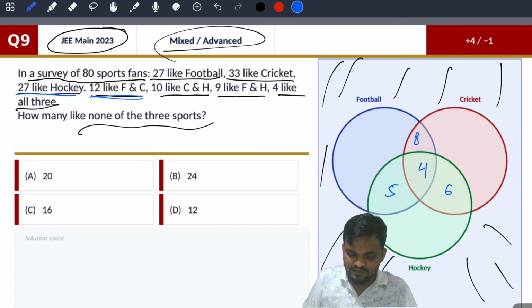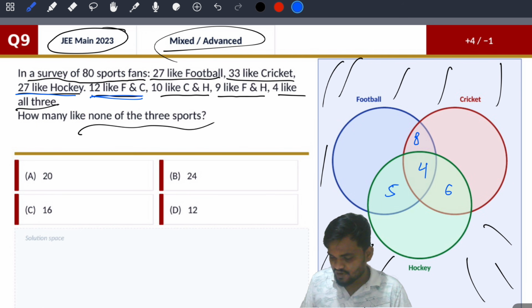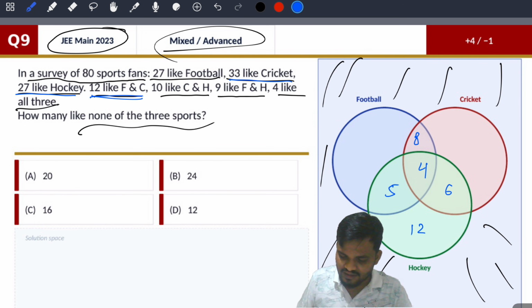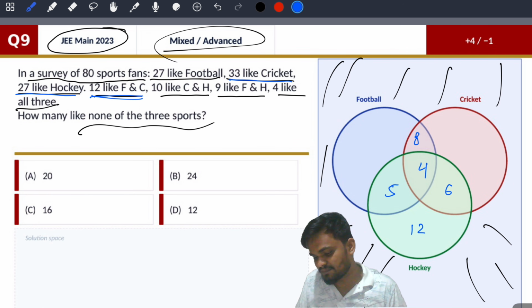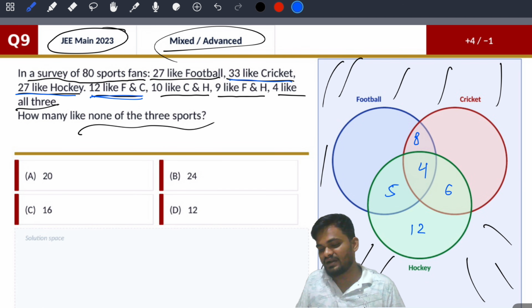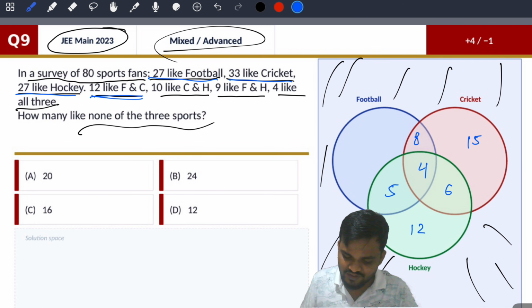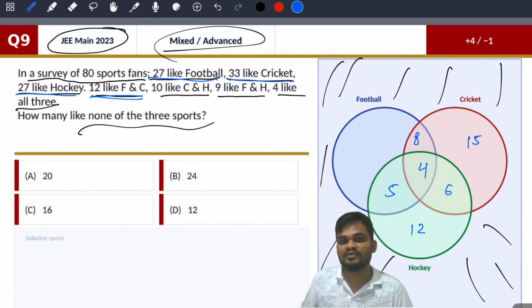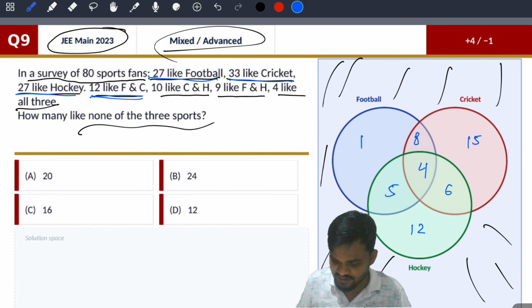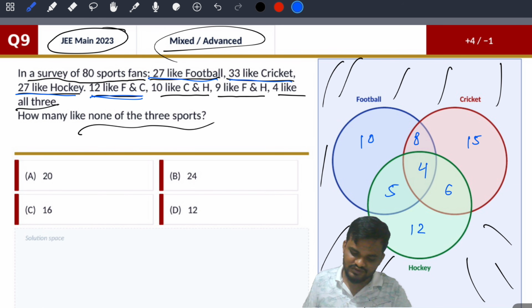Then 27 like hockey. So 27 minus 5 minus 4 minus 6. You will get 12. 12 like only hockey. Then 33 like cricket. So only cricket is 33 minus 8 minus 4 minus 6. So 33 minus 18 becomes 15. Then 27 like football. So only football becomes 27 minus 8 minus 4 minus 5. We will get 10.